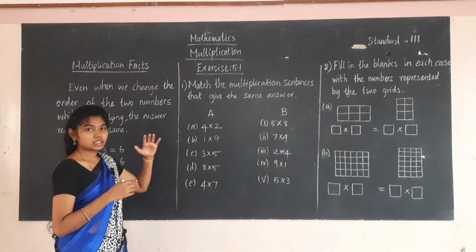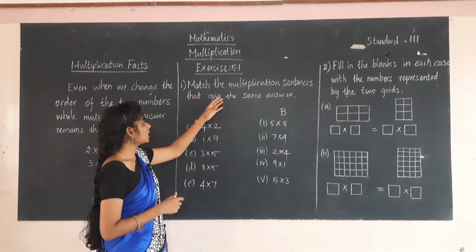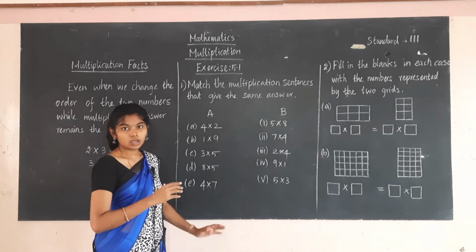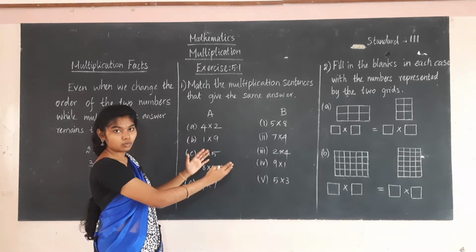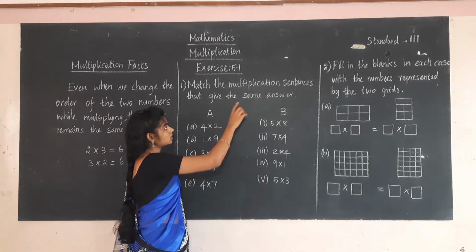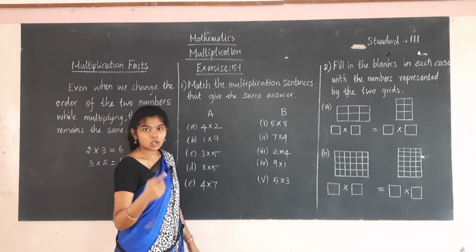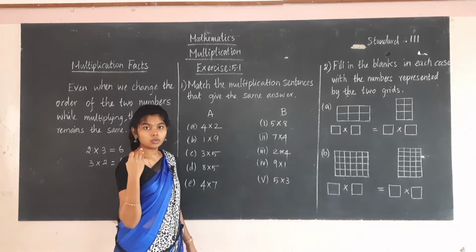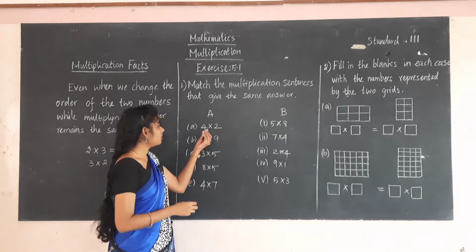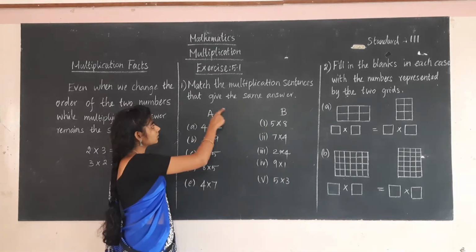Now we shall try exercise problem 5.1. The first question is to match the multiplication sentences that give the same answer. Here we are going to see the same multiplication fact in this exercise. You know the addition sentence and the subtraction sentence, and this is a multiplication sentence: 4 into 2. Here we check which ones give the same answer.